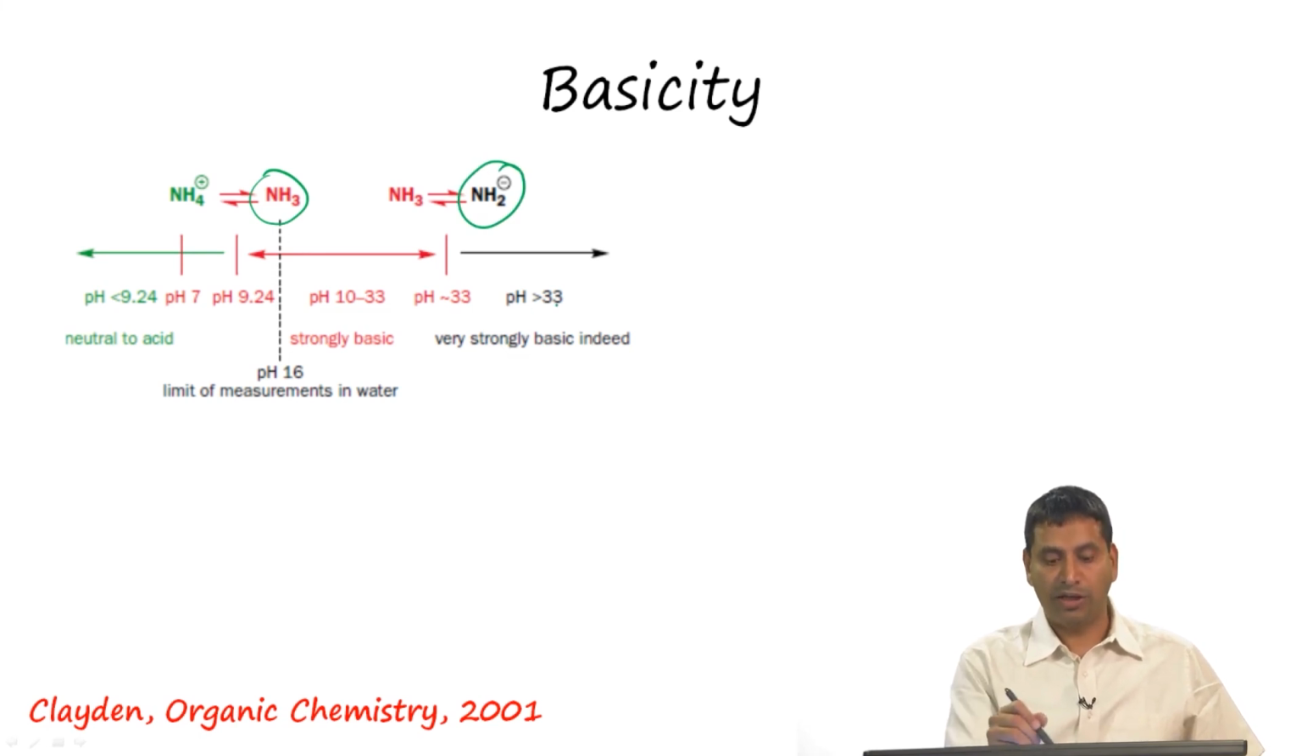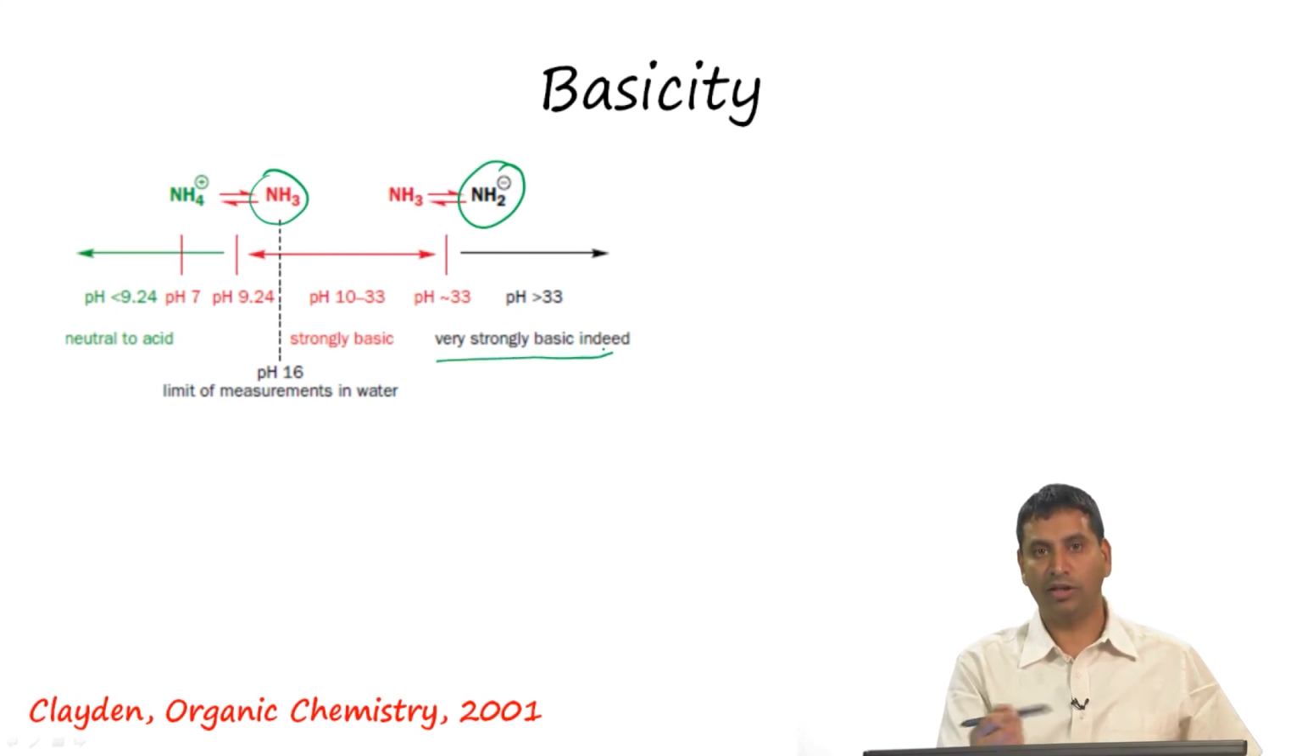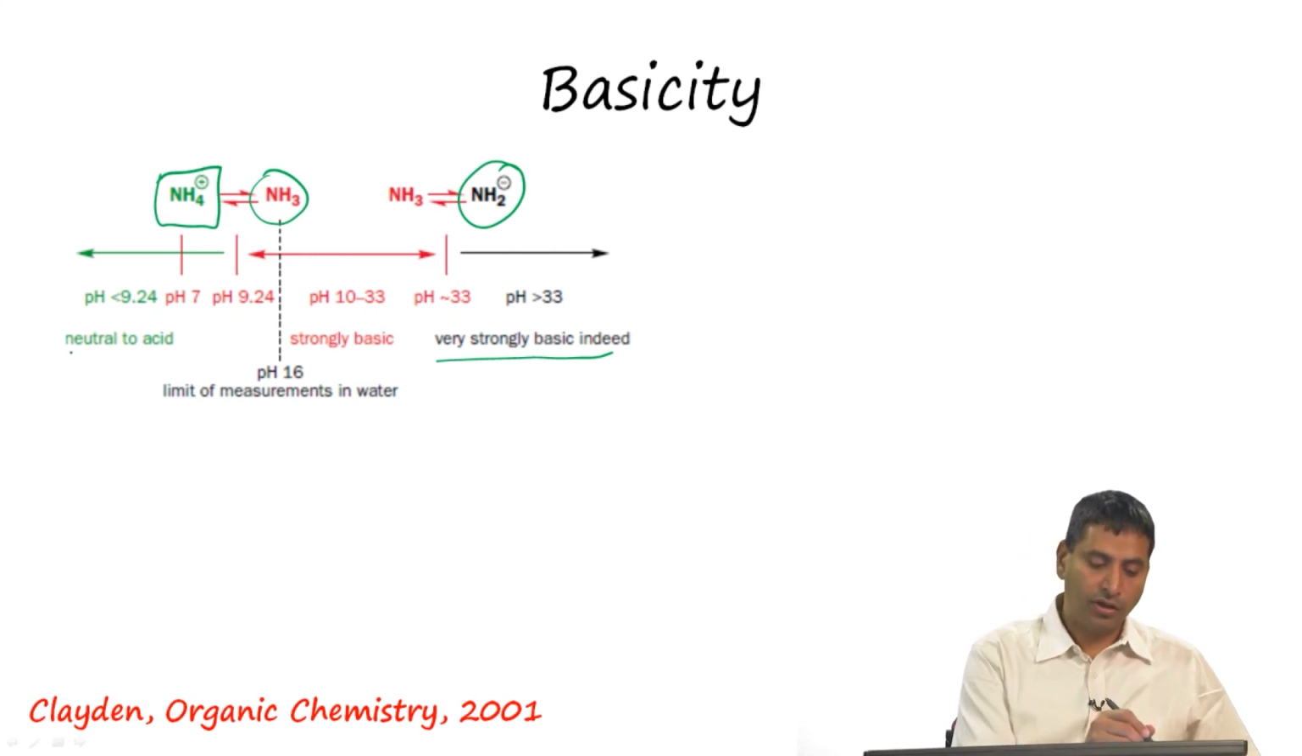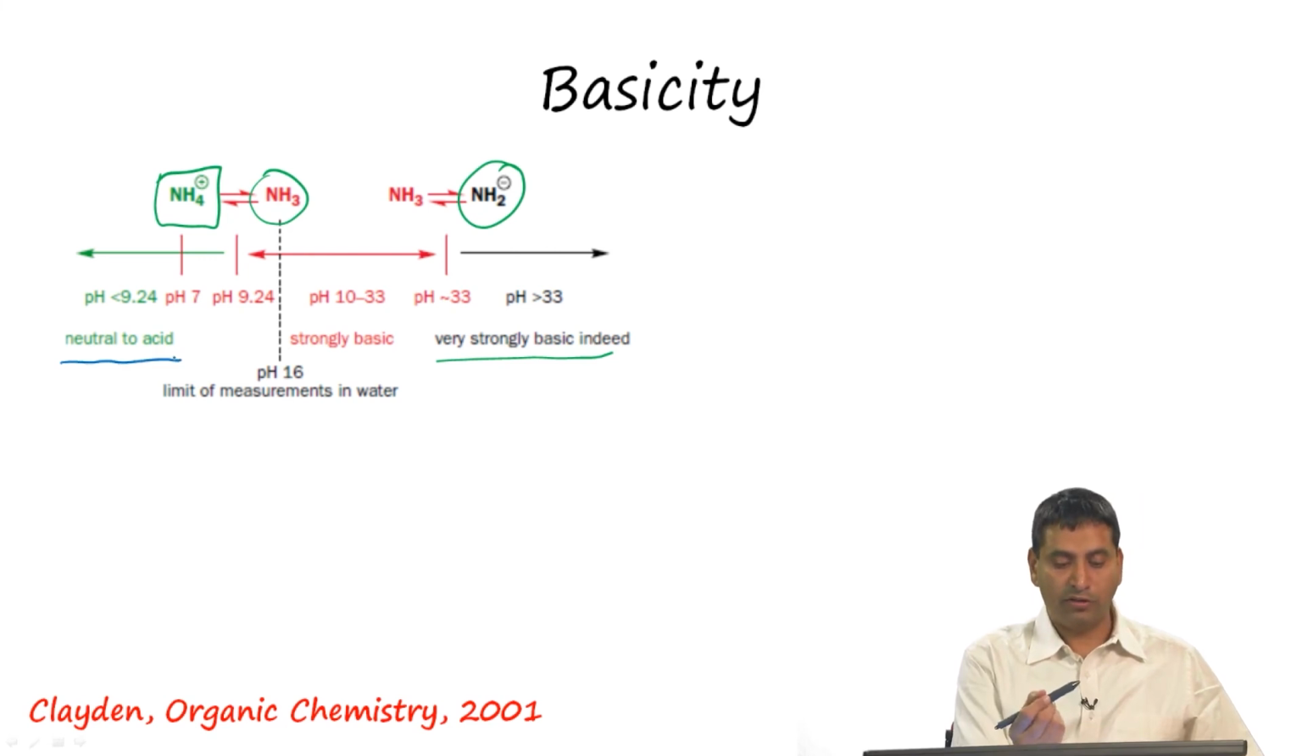NH2 minus, the pKa is going to be, as we just looked at, around 33, and so for this to occur, you need a very strong base for the deprotonation of ammonia to produce amide. However, what is more common is that you have ammonia getting protonated to form NH4 plus. So, here in low pH, that is below 7 for example, ammonia can be protonated to form NH4 plus.